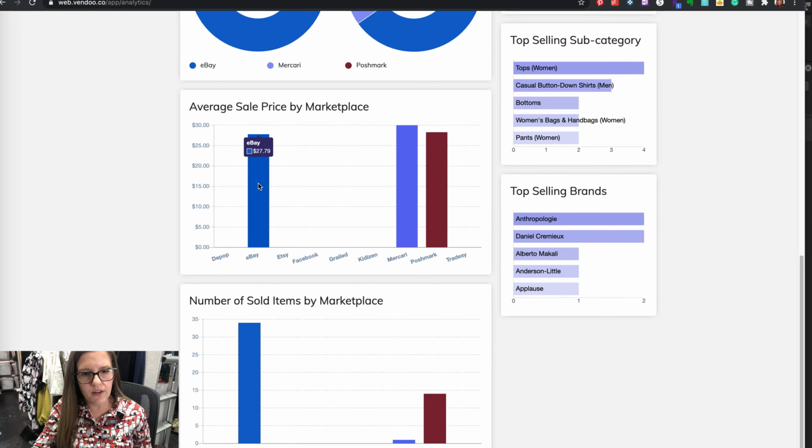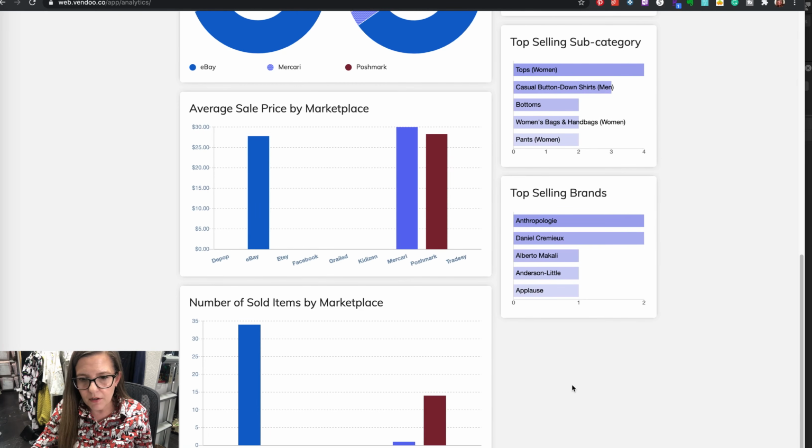It also breaks it down average sale price by marketplace. So eBay, we're $27.79, which is what we ended up with. Mercari was $30, we sold one thing, and Poshmark was $28.29. So it's all about even. We need to get that number up. We really want to be higher than that. But we sold 34 things on eBay and 1 on Mercari and 14 on Poshmark, which is a lot. That's better than we've been doing. So I'm not mad about that number.